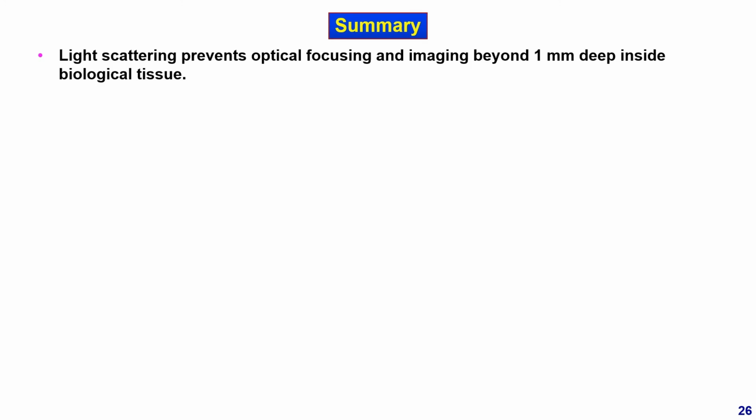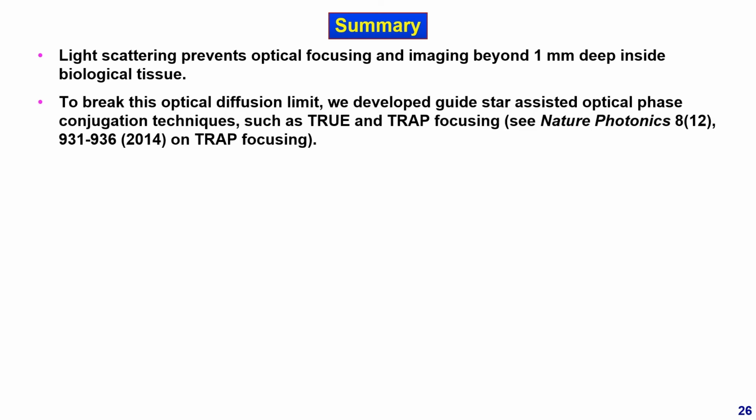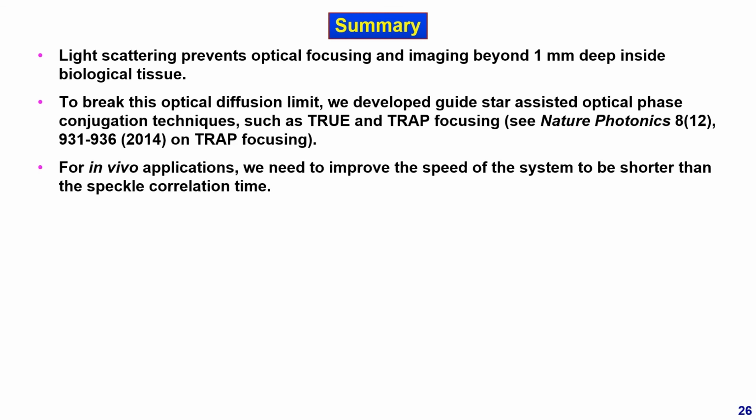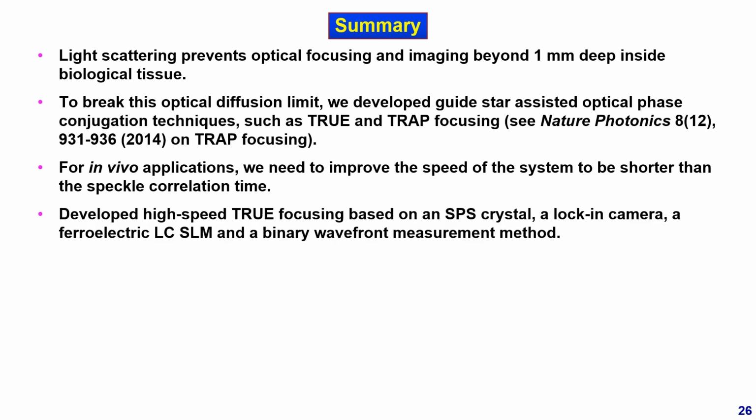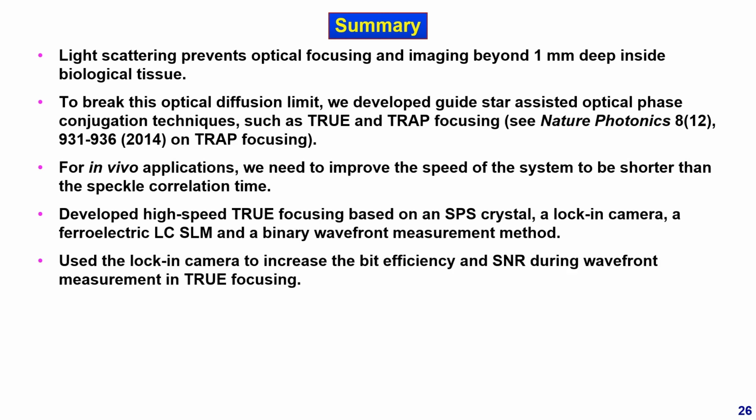In summary, light scattering prevents optical focusing and imaging beyond 1 mm deep inside biological tissue. To break this optical diffusion limit, we developed guide star-assisted optical phase conjugation techniques such as TRUE and TRAP focusing. For in vivo applications, we need to improve the speed of the system to be shorter than the speckle correlation time. To achieve this goal, we developed high-speed TRUE focusing based on an SPS crystal, a lock-in camera, a ferroelectric liquid crystal-based spatial light modulator, and a binary wavefront measurement method. We also used the lock-in camera to increase the bit efficiency and SNR during wavefront measurement in TRUE focusing.